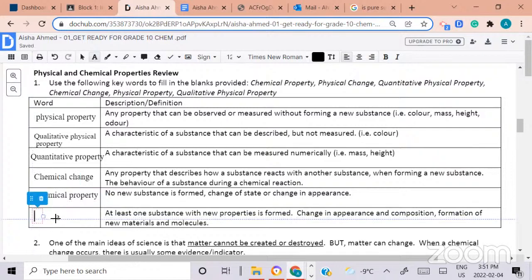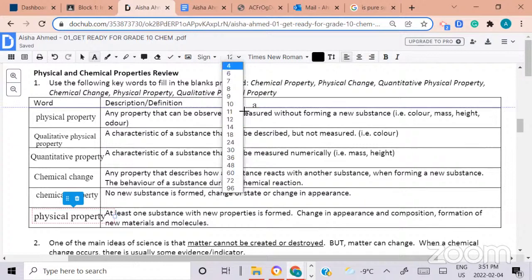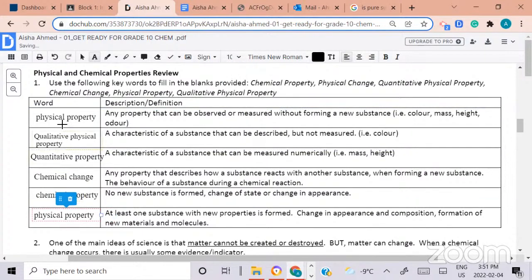Because in order to create a new substance, you have to chemically alter something. What are you saying? Okay, so basically I'm trying to hint that this is a physical change. Right? No new substance is formed, but we have a change of state, or we have a change in appearance. Yeah, that's what I meant to write.